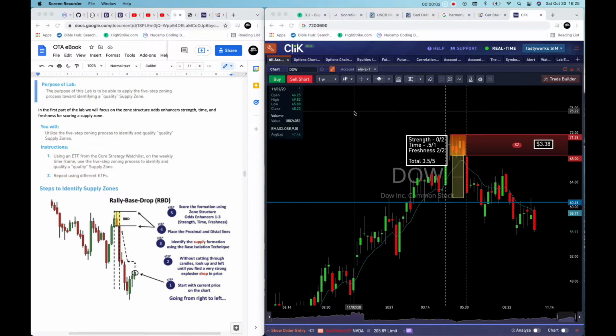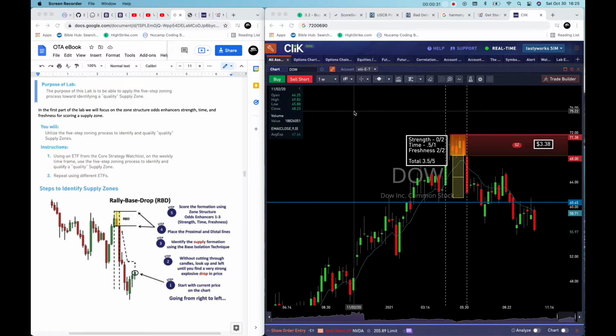The purpose of this lab is to be able to apply the 5-step zoning process toward identifying a quality supply zone. In the first part of the lab, we will focus strictly on the zone structure odds enhancers, strength, time, and freshness for scoring our supply zone. Now, there are two supply zone formations. You have a rally-based drop, and then we also have a drop-based drop.